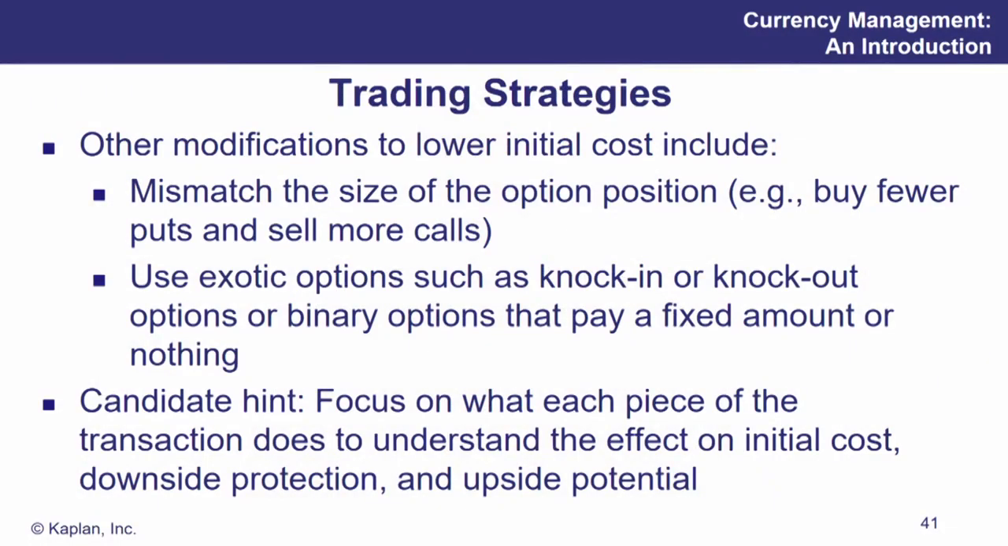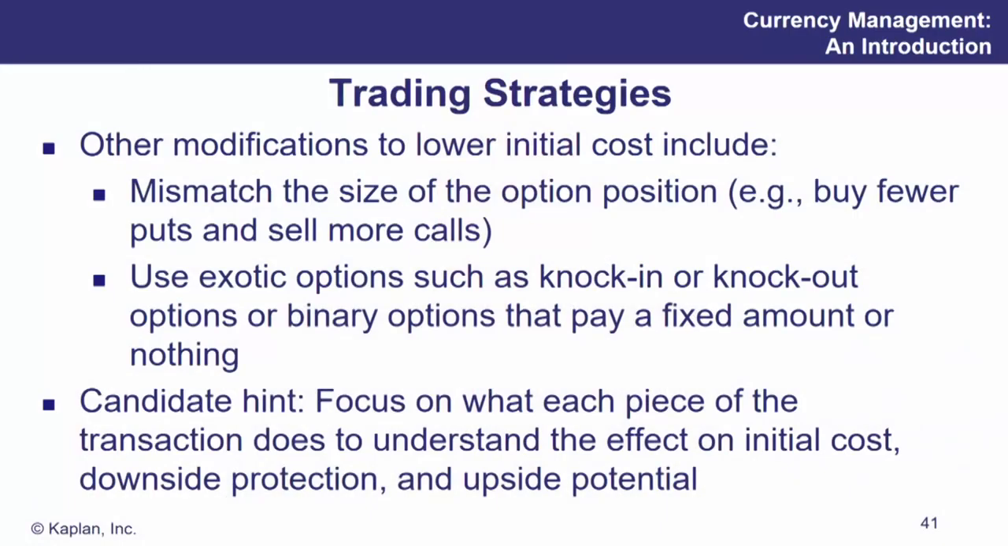Okay, so some other modifications to lower the initial cost of hedging. One thing we can do is mismatch the size of the option positions. So we buy fewer puts and sell more calls. If I'm selling more call options, then I'm receiving more premium income, and if I'm buying fewer puts, then a little bit less money is going out. That lowers my initial cost, but of course that also means I'm not getting the same amount of protection.